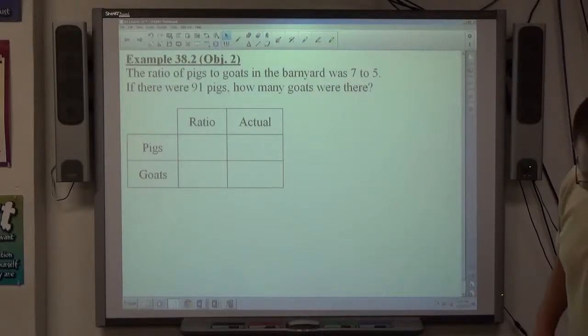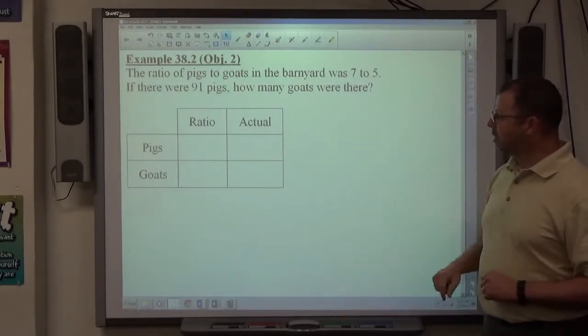Example 2. Examples 2 and 3 are both an application of proportions. And what we have is a ratio problem. In this case, the ratio of pigs to goats in the barnyard was 7 to 5. There were 91 pigs. How many goats were there?